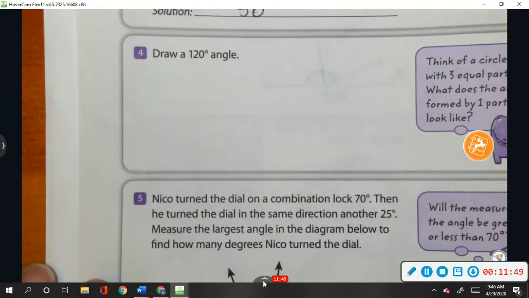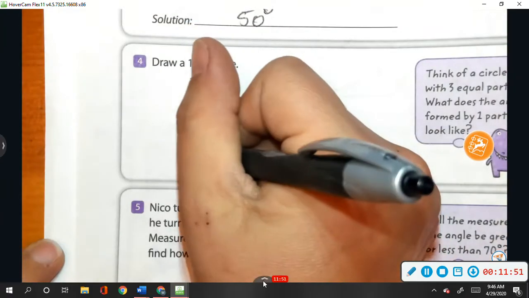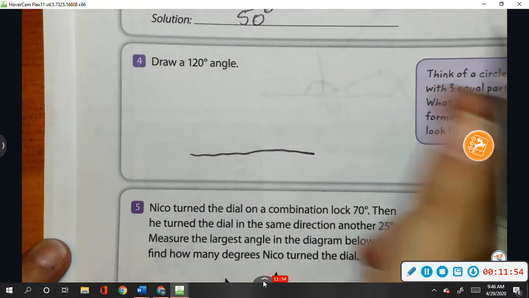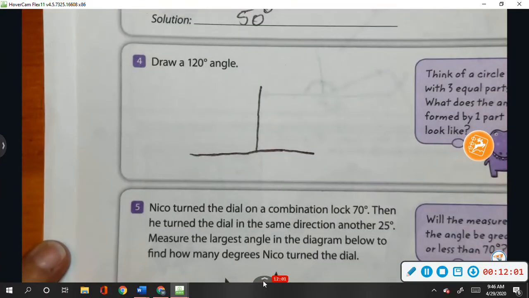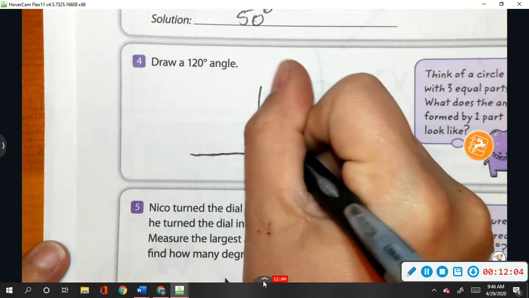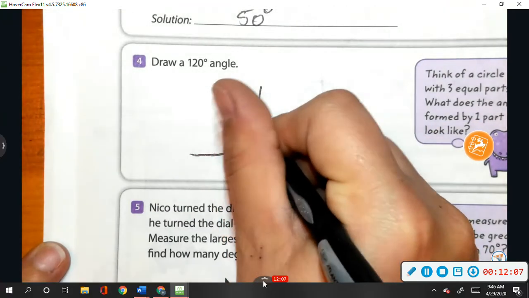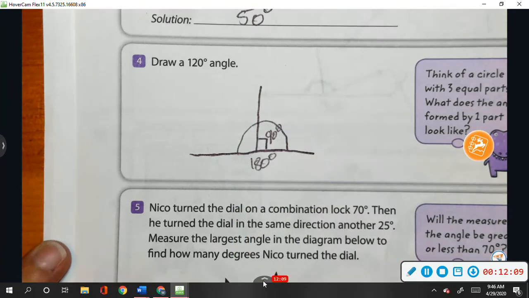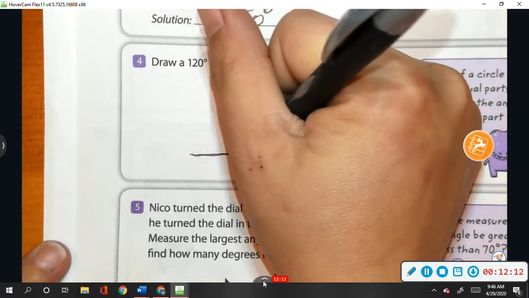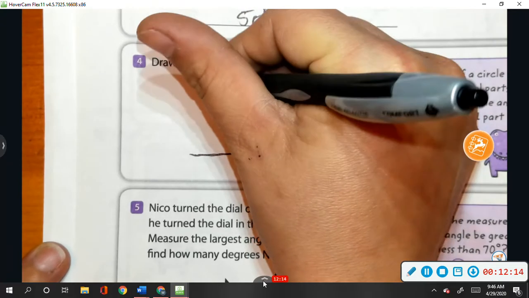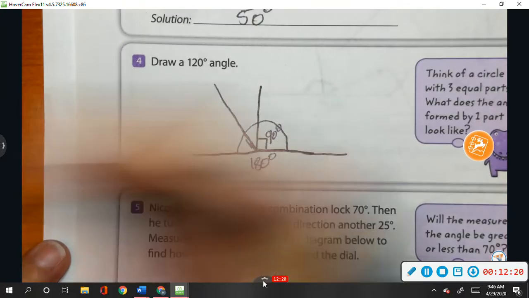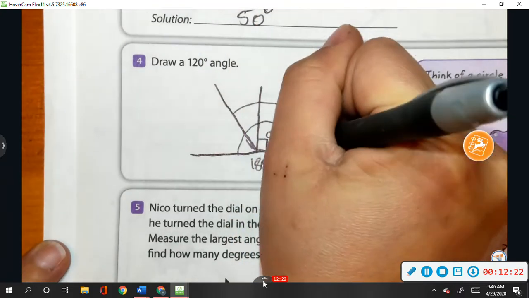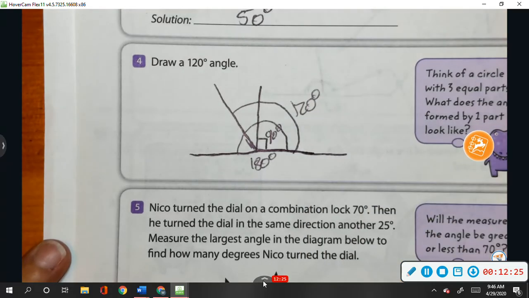Now if we're going to draw a 120 degree angle, I could draw my 180 degree line, which should have been a little bit straighter than that. I think I might have caught a groove in the table. My 90 degree line. So if this is a 90 degree angle, and this is a 180 degree angle, then a 120 degree angle is probably going to look something like this. And I should have done that in a different pen. This is going to be my 120 degree angle.